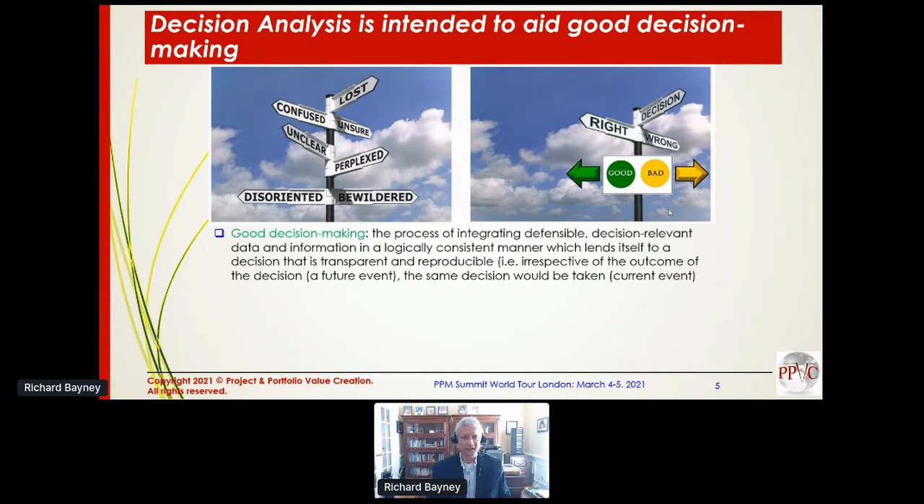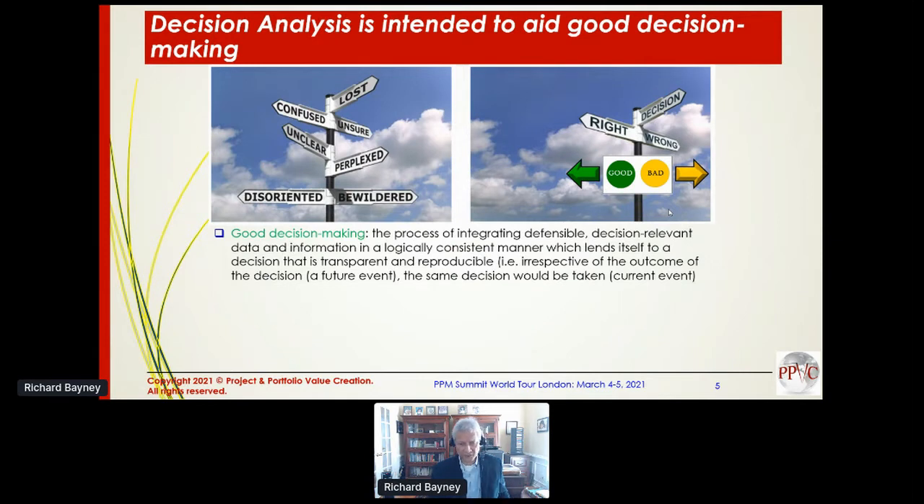Well, I choose to define a good decision as the process of integrating defensible, decision-relevant data and information in a logically consistent manner, lending itself to a decision that is transparent and reproducible. So irrespective of the outcome of the decision, which is a future event, you would take the same decision, which is basically your current event.